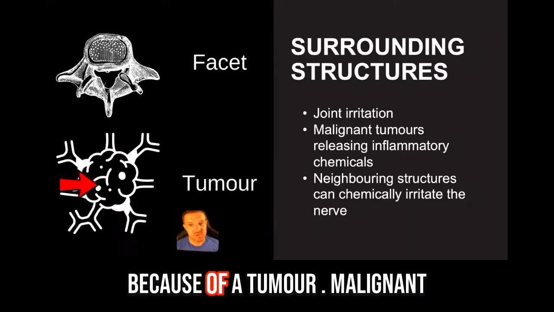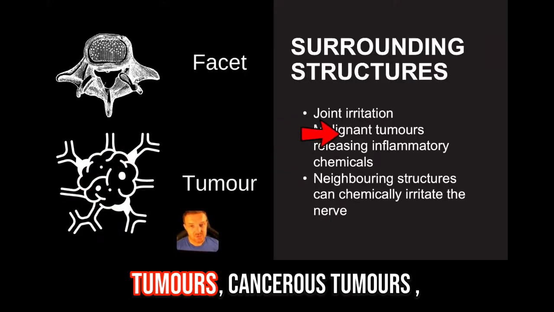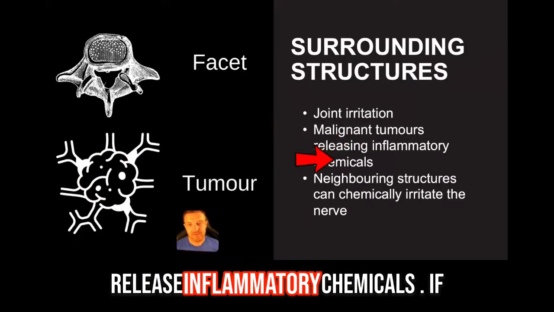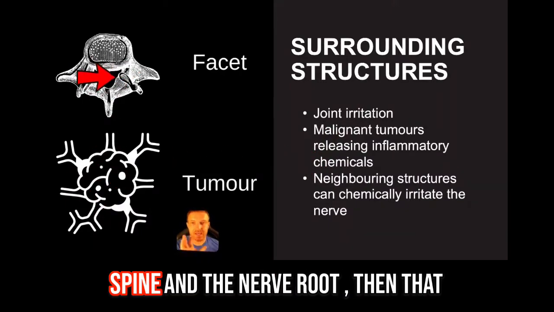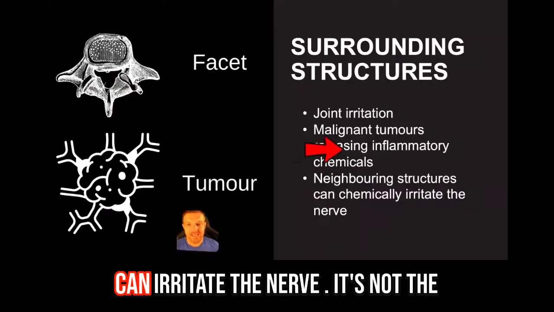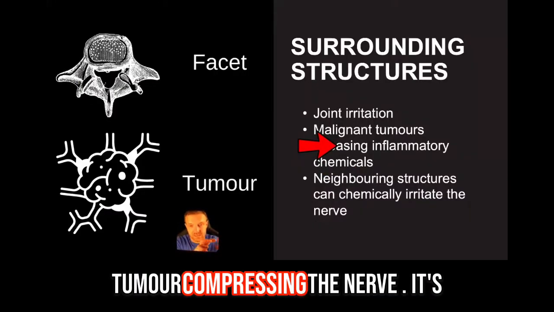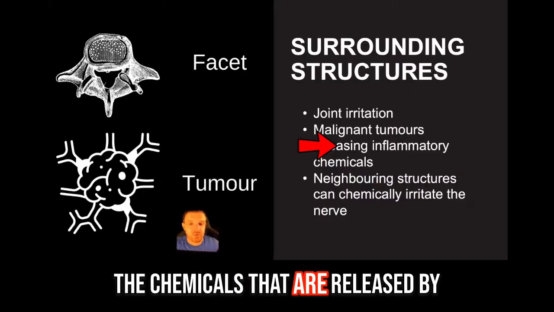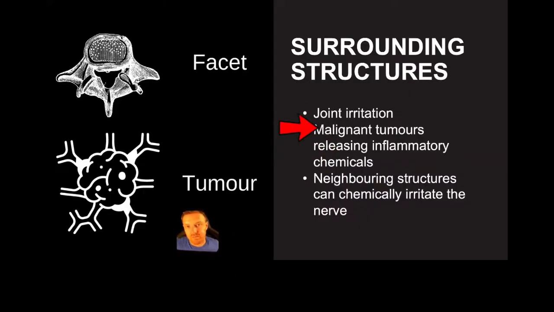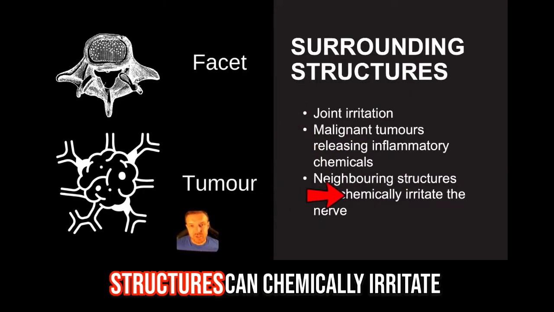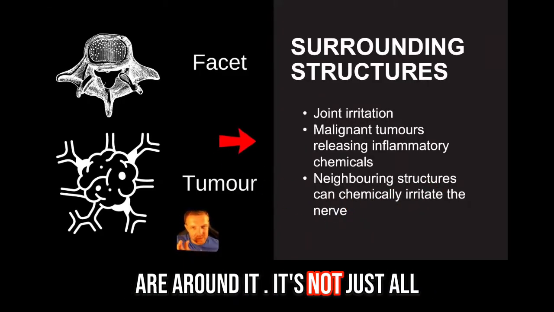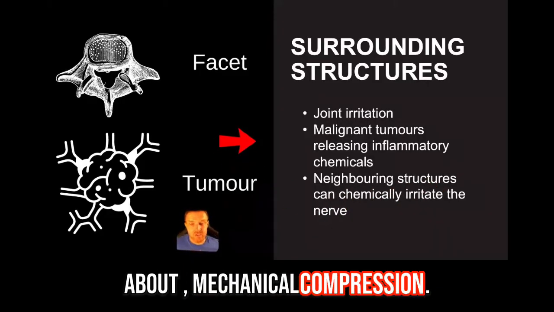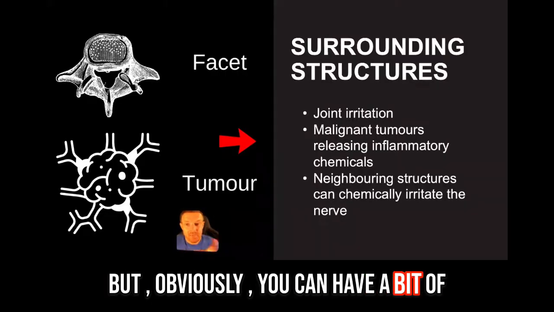It can also be because of a tumour. Malignant tumours, cancerous tumours, release inflammatory chemicals. If there is a tumour in or around the spine and the nerve root, then that can irritate the nerve. It's not the tumour compressing the nerve, it's the chemicals that are released by the body and by the tumour. Neighbouring structures can chemically irritate the nerve, basically, things that are around it. It's not just all about mechanical compression. But obviously, you can have a bit of both.